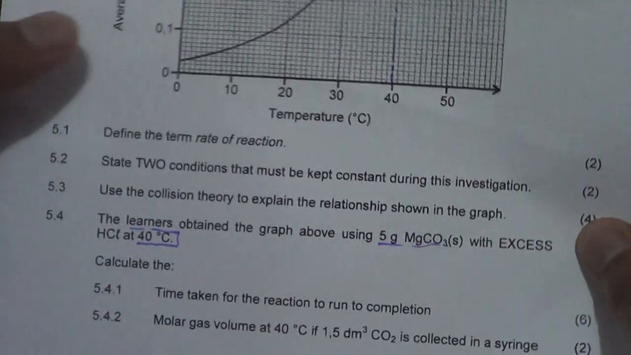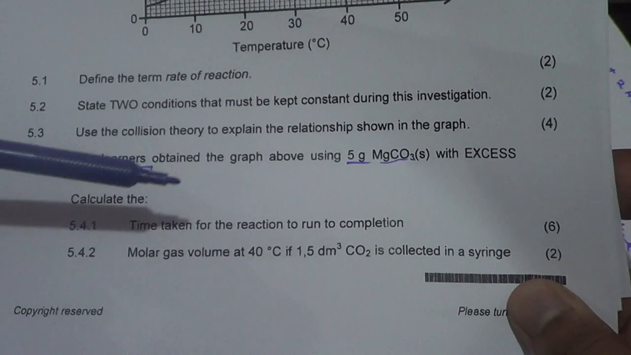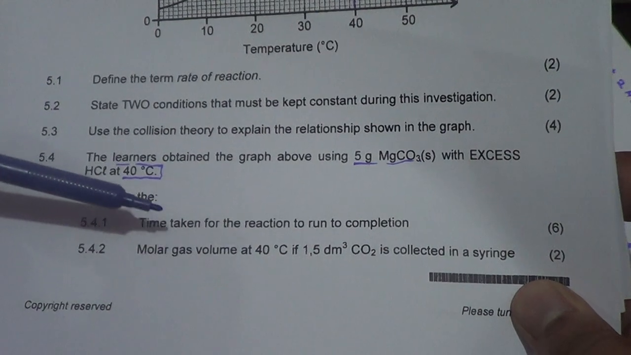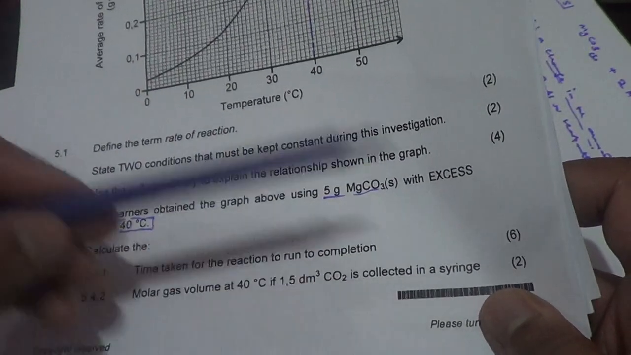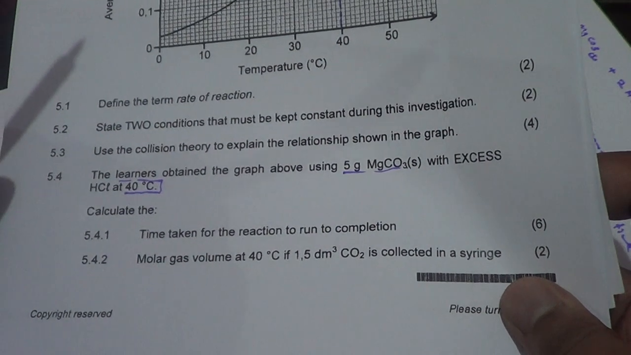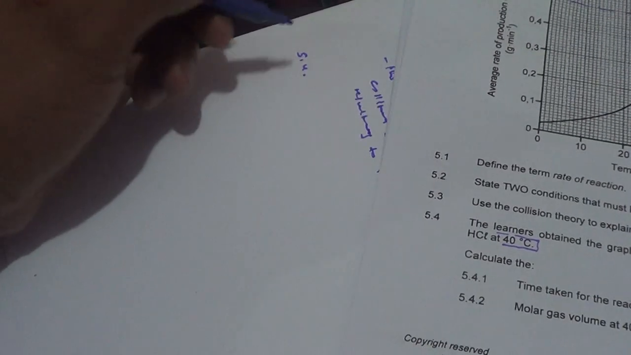Alright, so let's see what is the story about this one. It says, now calculate the time taken for the reaction to run to completion. 6 marks. So you can see here you're going to have a bit of work. Alright, start here.